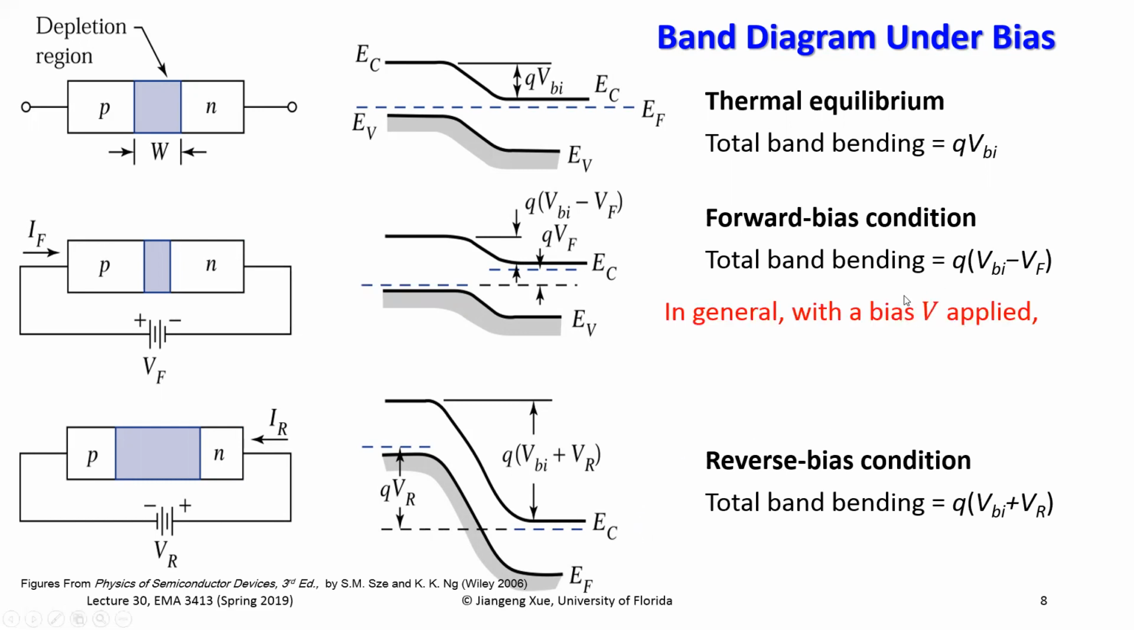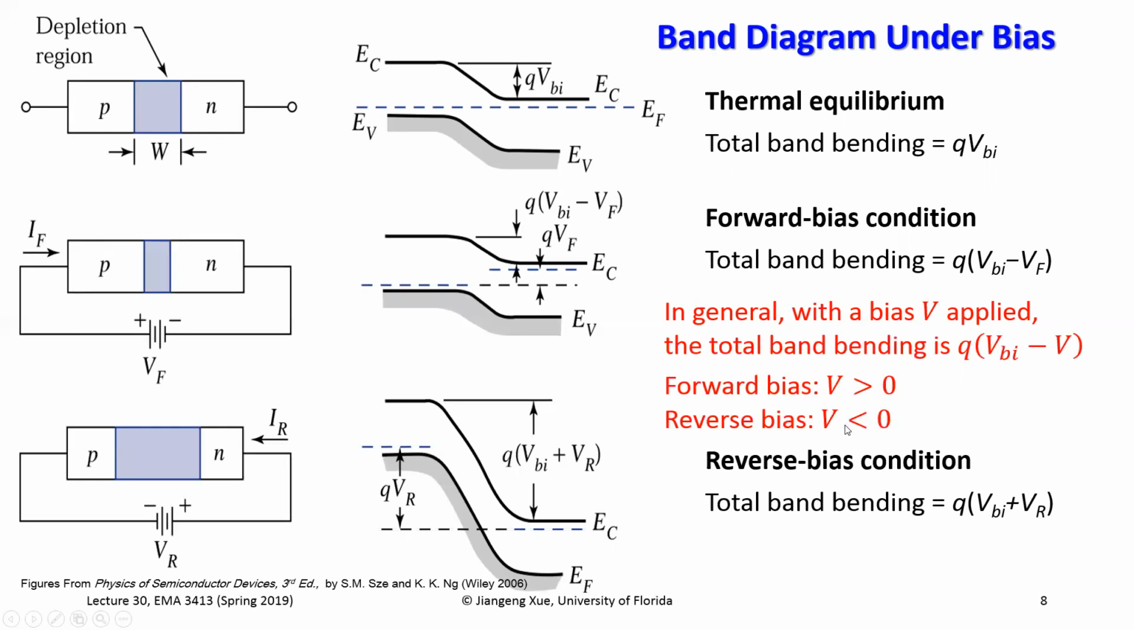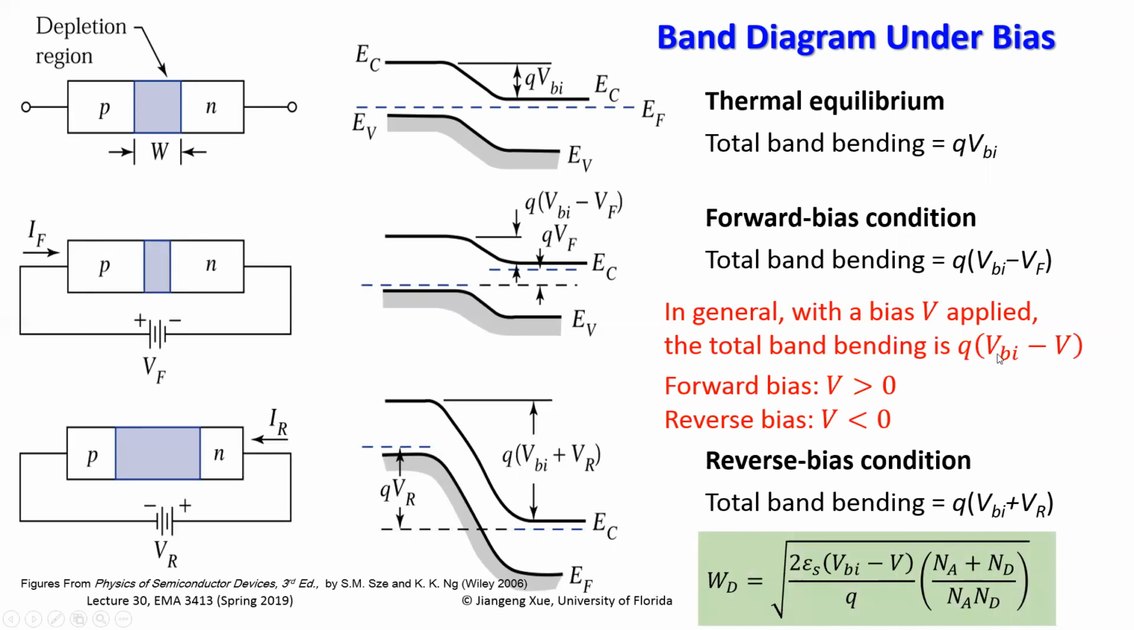So in general, if you just say that there's a voltage applied, then if it's positive, it's forward bias, and if it's negative, it's reverse bias, and the total band bending is just V_BI minus V. And also, this V_BI minus V will replace V_BI in the equation for the depletion region width. So on the forward bias, this depletion region width will be slightly reduced, and on the reverse bias, this depletion region width will be increased, as shown here.